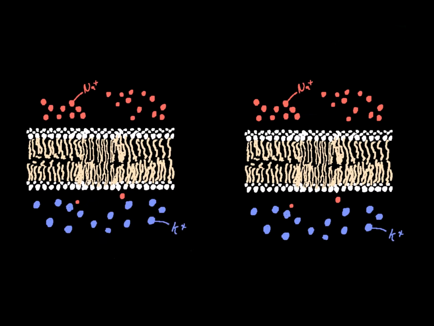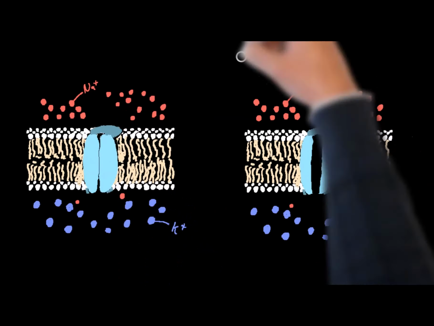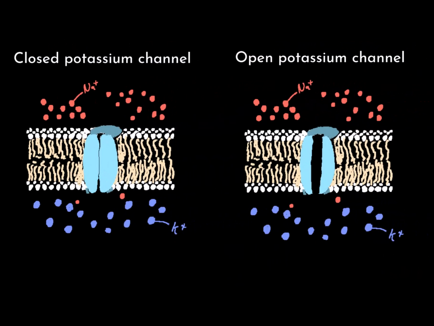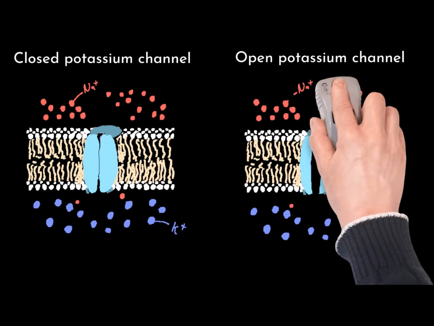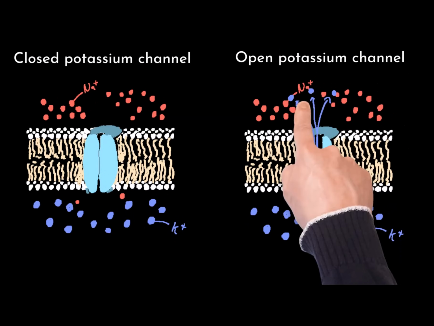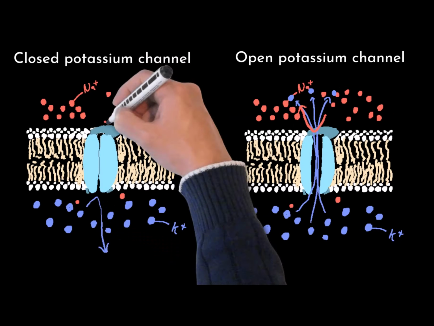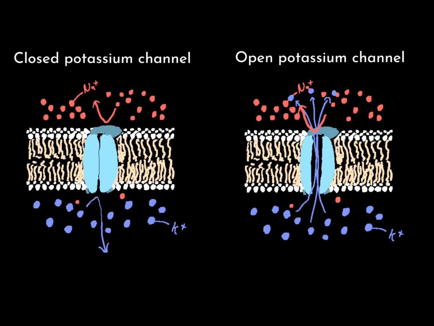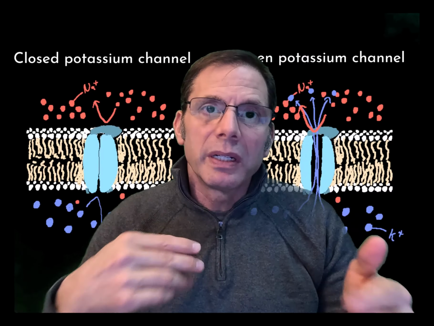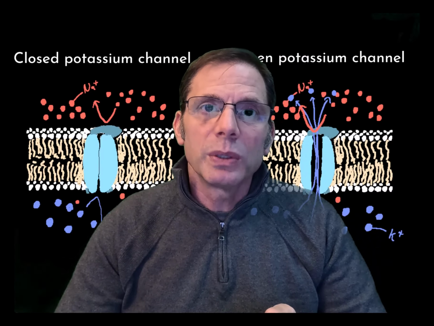Ion flow down the gradient is regulated by opening and closing ion channels. A potassium channel, for example, will let potassium through the cell membrane but not sodium. When the channel is closed, no ions cross the cell membrane, but when the channel opens, ions will flow down their gradient just like water flows downhill.